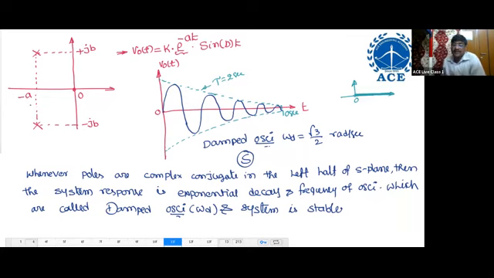What are the 3 cases? Negative real axis, exponential decay. Pure imaginary, oscillations. And real plus imaginary, then exponential decay with frequency of oscillations. Okay? Next problem.